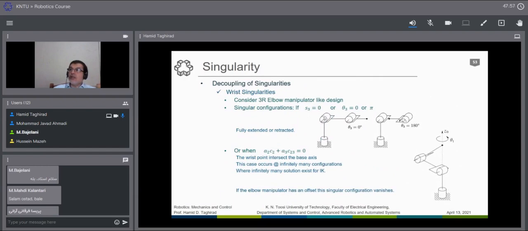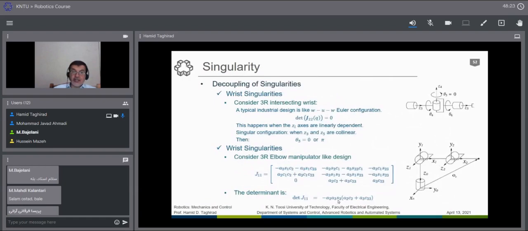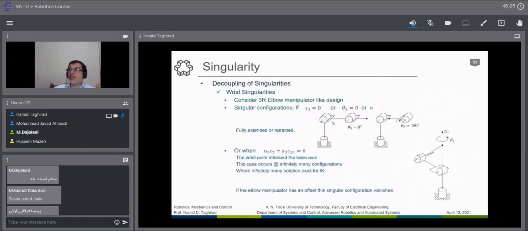S3 is equal to 0. This means that we have a fully extended arm at this point, or theta 3 is equal to pi, a fully retracted arm, like what we had before. And this is the boundary of the workspace here. This gives us the first configuration, when S3 is equal to 0, fully extended or fully retracted arm. The second part, or this part, becomes 0. This is also a very interesting point.